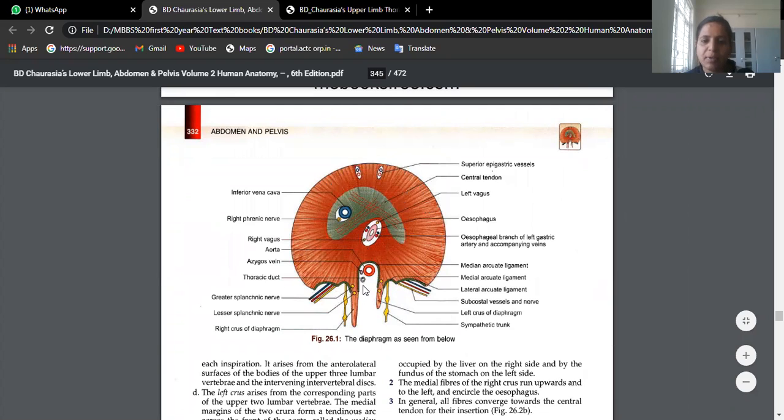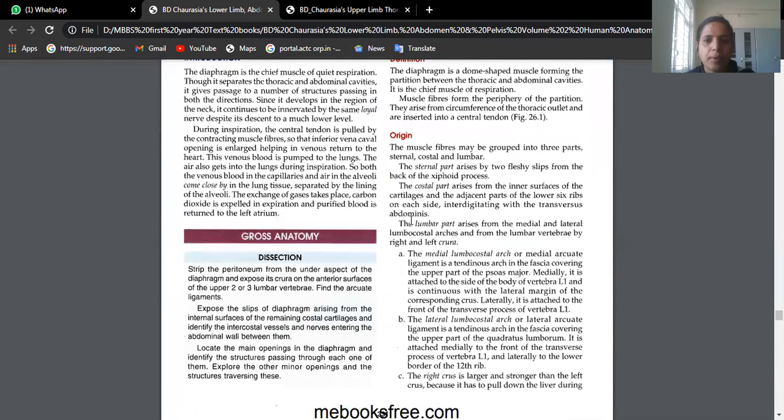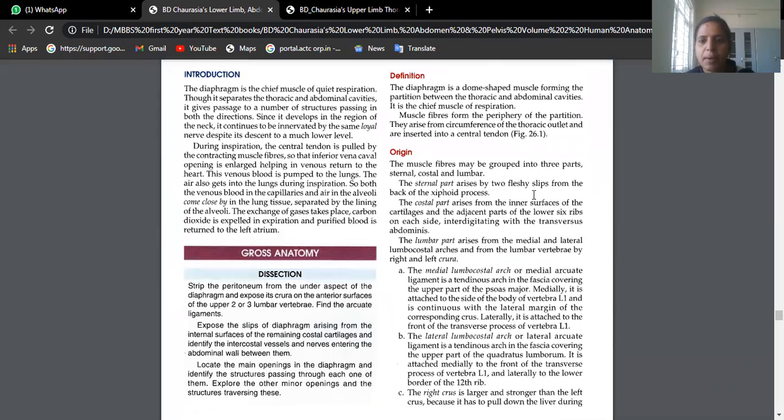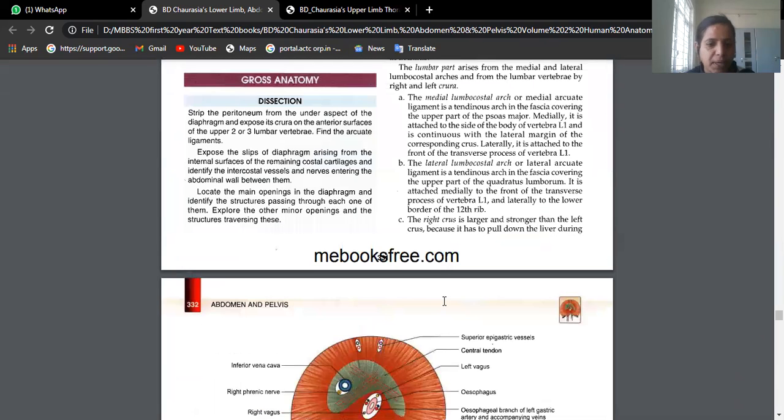posteriorly you will see we have lumbar vertebrae, isn't it? So, lumbar vertebrae, see here, we have the origin like this. So muscle fibers: the sternal part from the posterior aspect of the xiphoid process, the costal part from the lower 6 ribs, and the lumbar part you are finding is coming from the lumbar vertebrae. So we have the right crus, left crus, and median part.